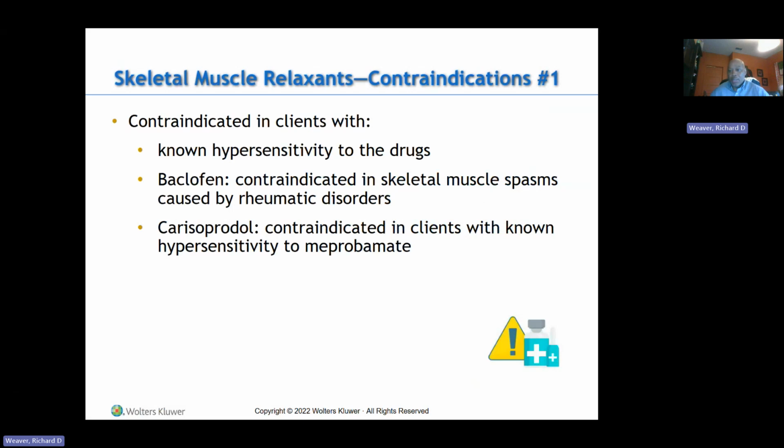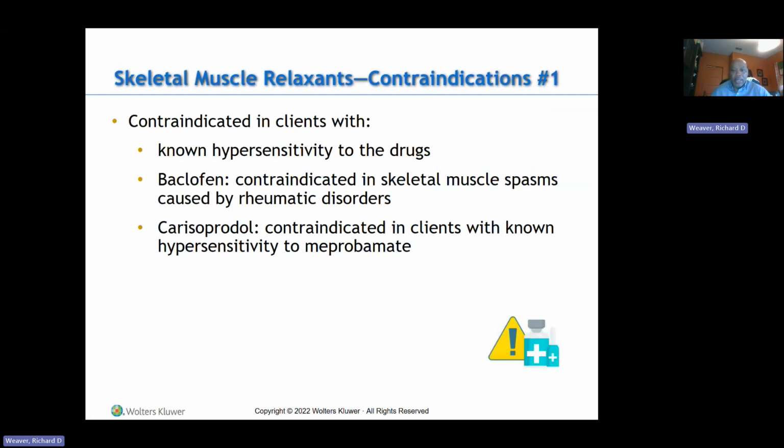The other drug, Soma, is also contraindicated with patients with known hypersensitivity to meprobamate, which is another drug used in the management. I believe this one is used in the management of muscle relaxants as well, but let me double check that one.